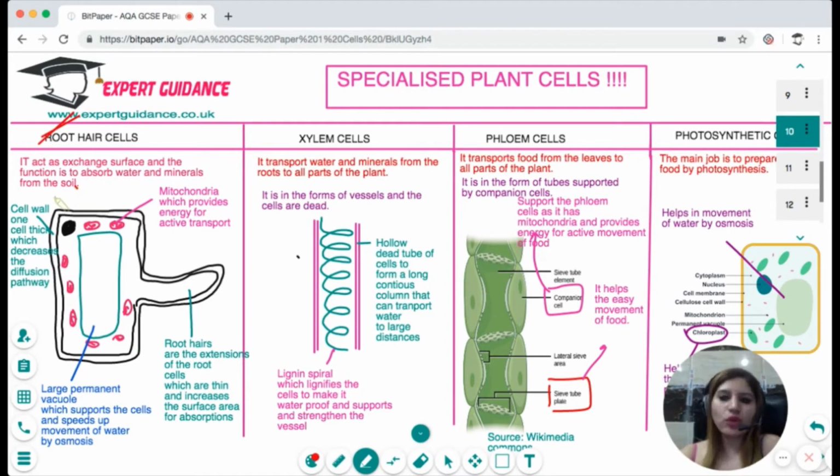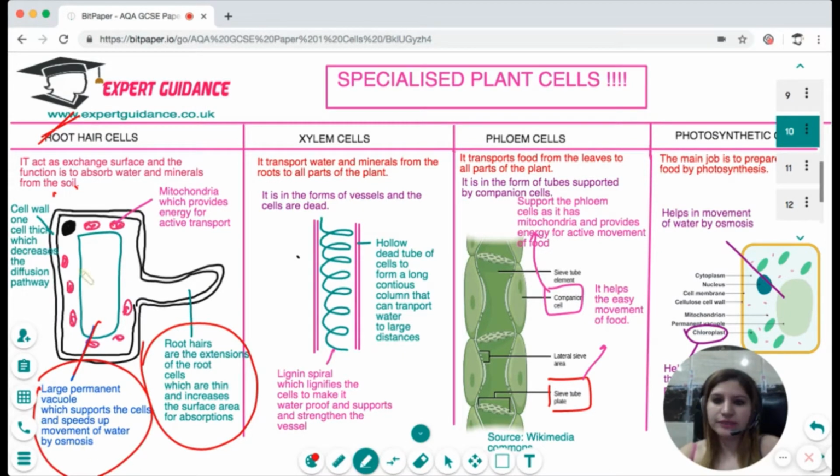Now, for the absorption of water and minerals, it needs a large surface area. So the root hairs are the extensions which provide a large surface area for the absorption of water and minerals. Then it has a large permanent vacuole which supports the cell and speeds the movement of water by osmosis. At times, it's not just diffusion through which the water and minerals move. Active transport also happens. So for that, there are mitochondria inside the root hair cell, which provide the energy for active transport.